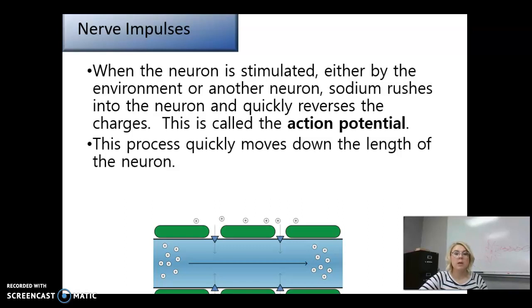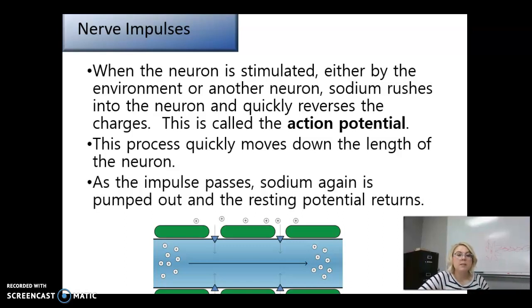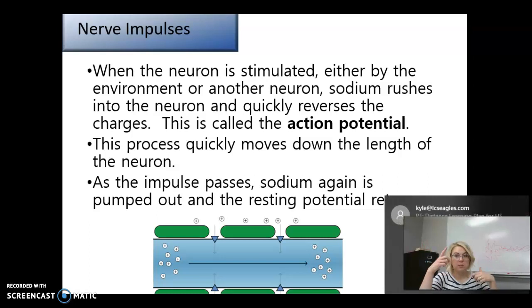This process quickly moves down the length of the neuron, which we have right here. As the impulse passes, sodium again is pumped out and the resting potential returns. So remember, sodium pumps out, potassium comes in, and then vice versa. Okay? So when it's resting, sodium's out. When it's going, sodium comes in. They have to switch places the whole time.